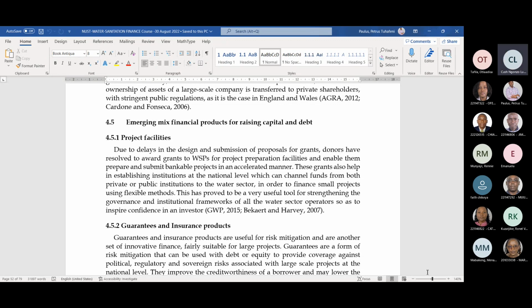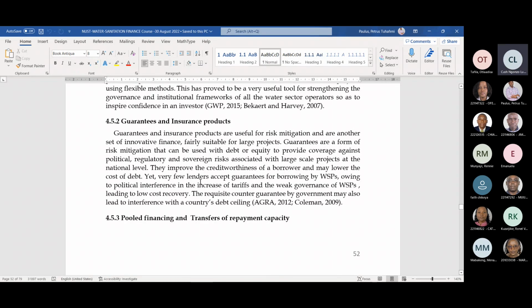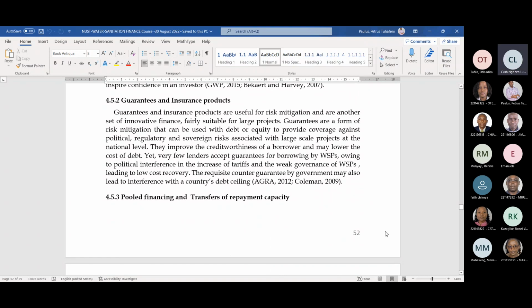Let's talk about guarantees and insurance products. As I said, managers can have recourse to the principle of subsidiarity, or substitution. I think there are two principles there. One of them enables the water sector to borrow from other stakeholders who have money. That is subsidiarity.